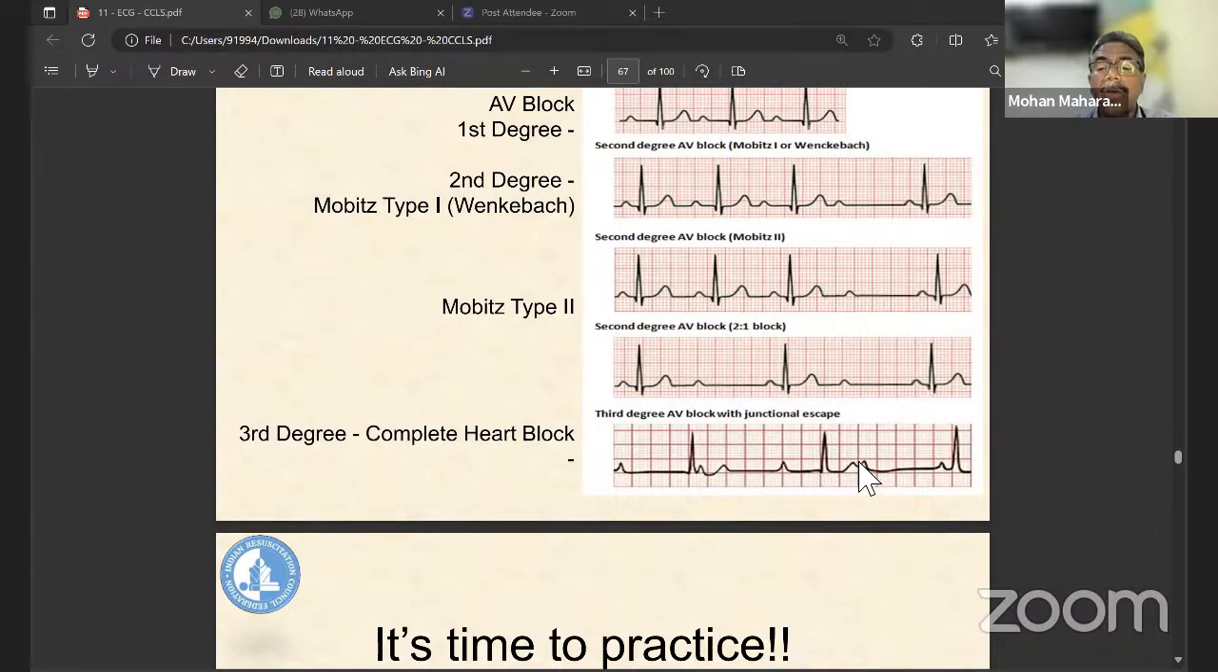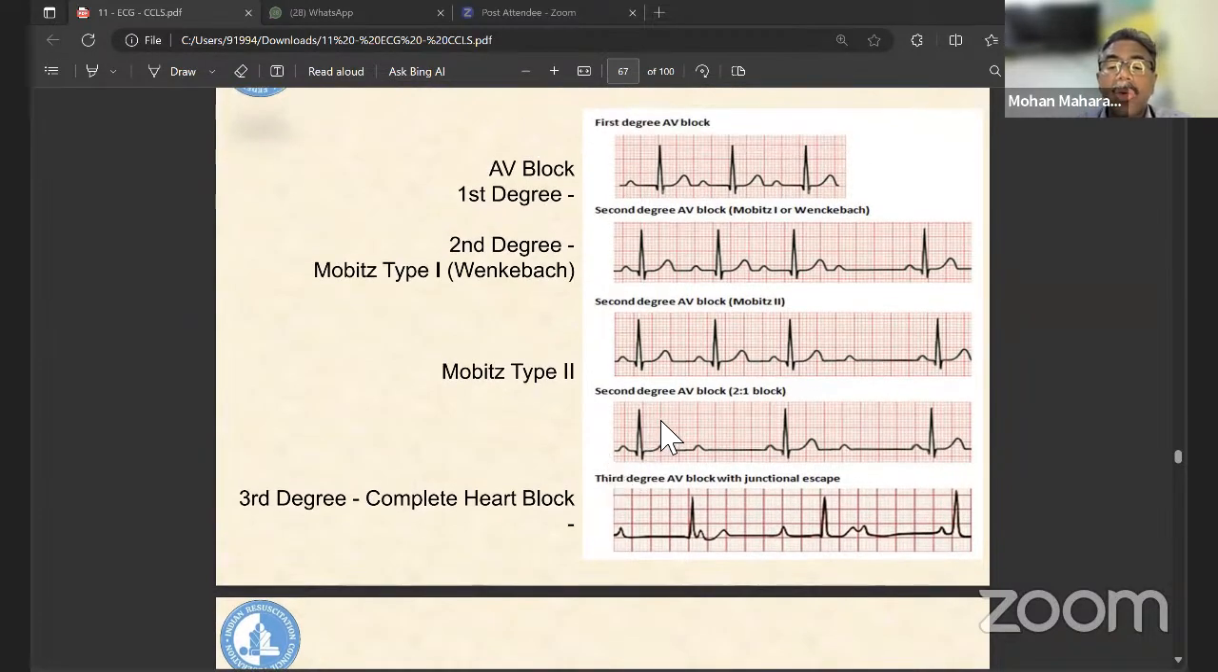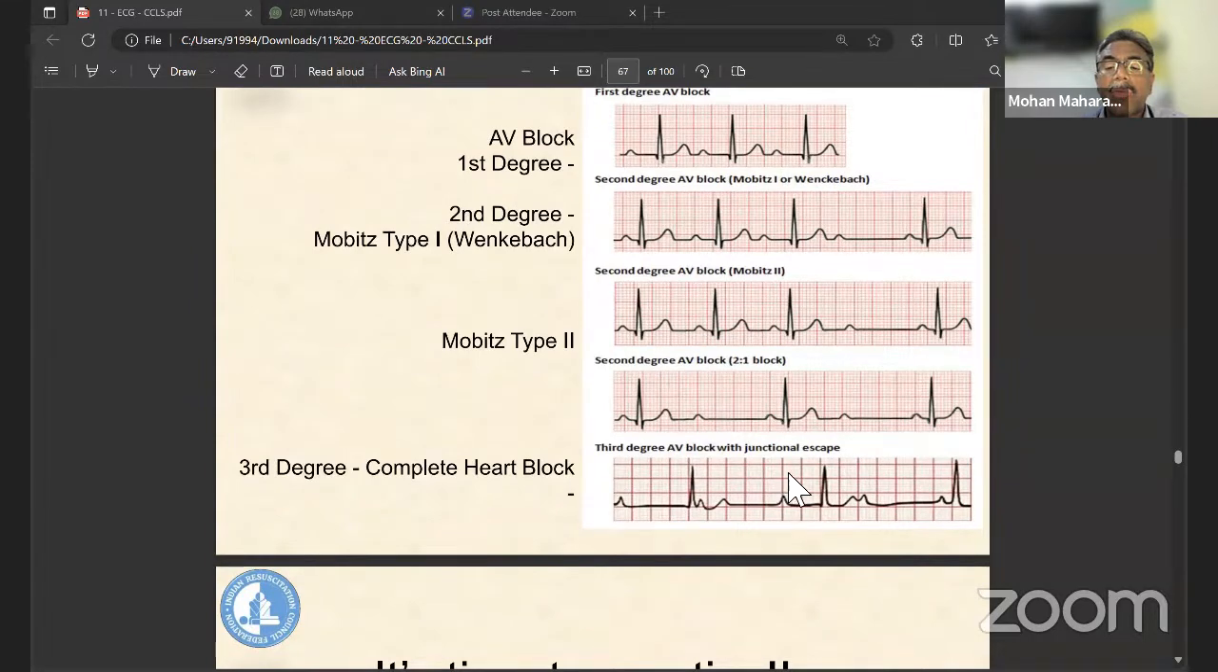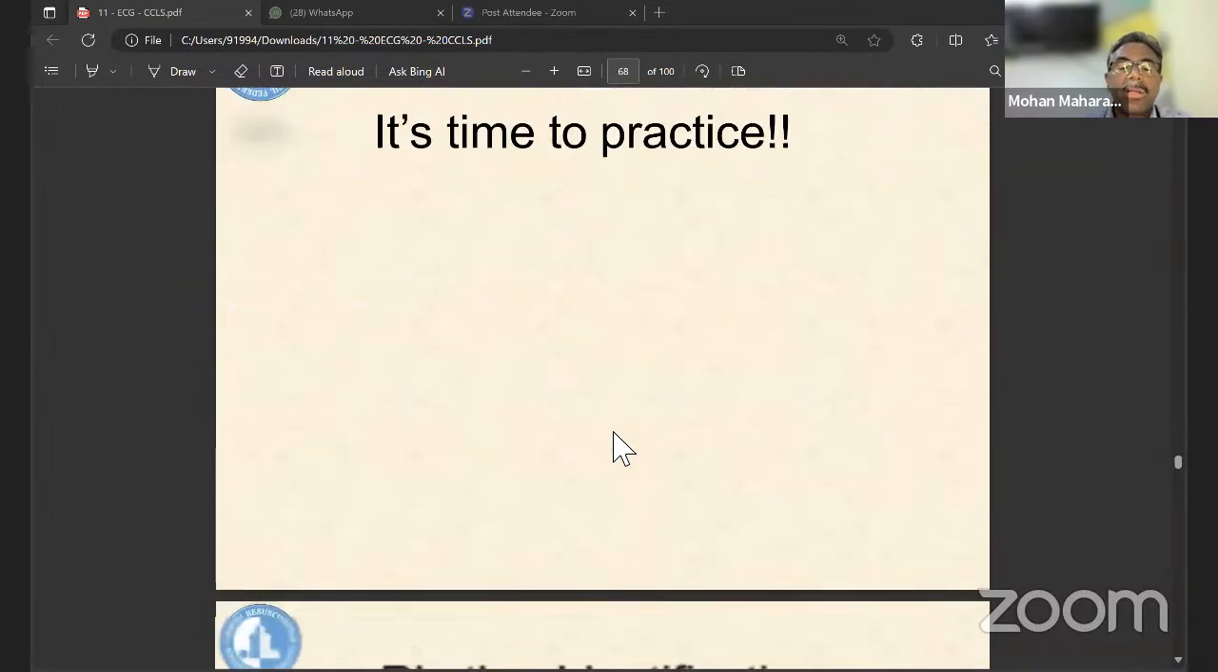PR intervals are very much irregular, and there is no regularity between them; the QRSs are almost the same. Look at the QRSs here: 1, 2, 3, 4, 5, 6, 7, 8, and again here 1, 2, 3, 4, 5, 6, 7, 8. So the P waves are irregularly continuous. That's third degree heart block.